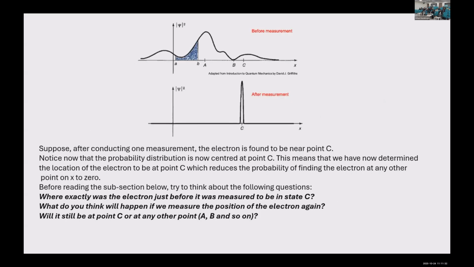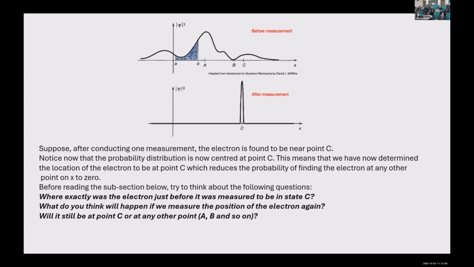So let's say we conducted a measurement and this is the result. So the electron is found to be near point C. Notice now that the probability distribution is now centered at point C. This means that we have now determined the location of the electron to be at point C, which reduces the probability of finding the electron at any other point on X to 0.